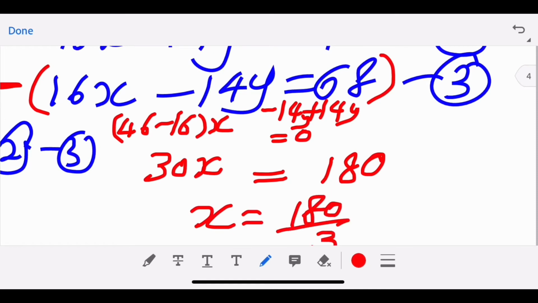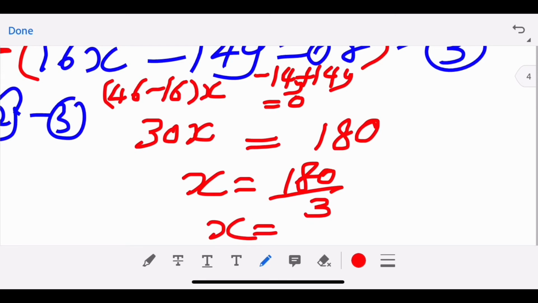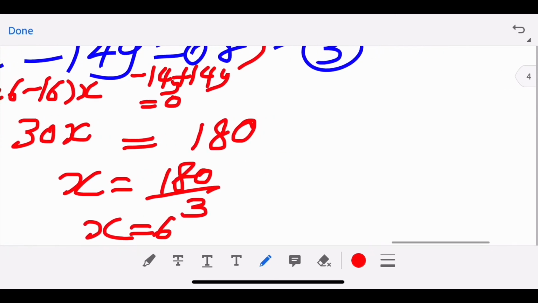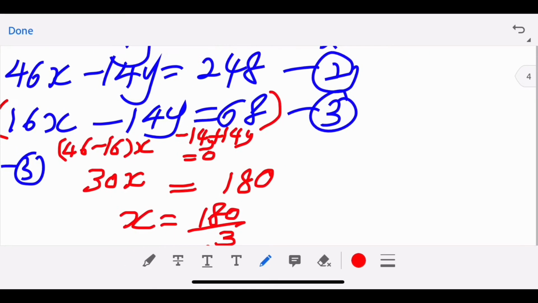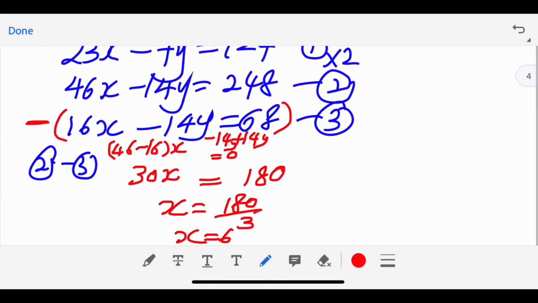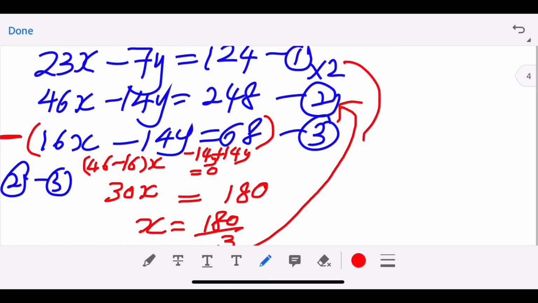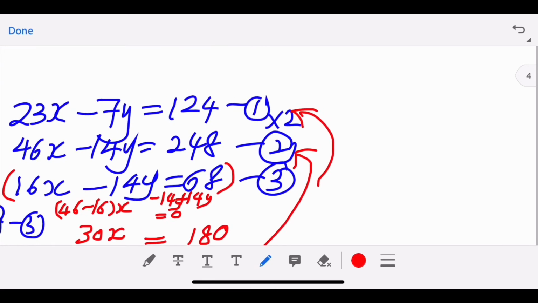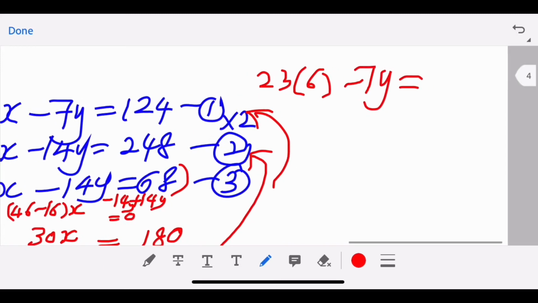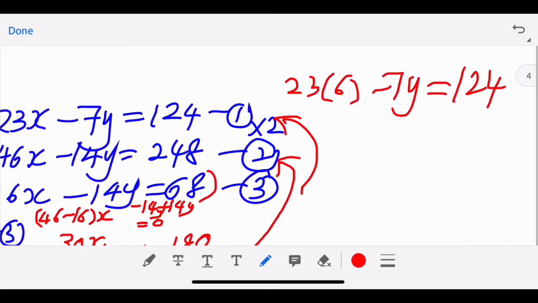So 30x is equal to 180, so x is 180 over 30. So the answer is x equal to 6. Then next we need to find the y. Don't stop there, you need to solve for y. So how to find the y? You can substitute your x into any of the equations. I think we'll choose the original one, which is number 1. So we substitute the x. Okay, 23x, which is 6, minus 7y equal to 124.